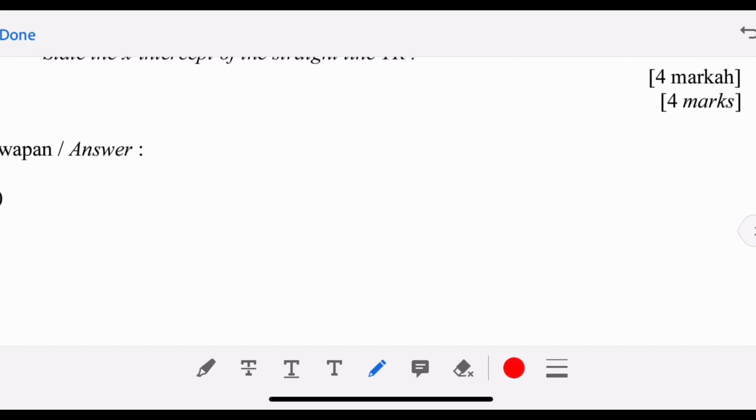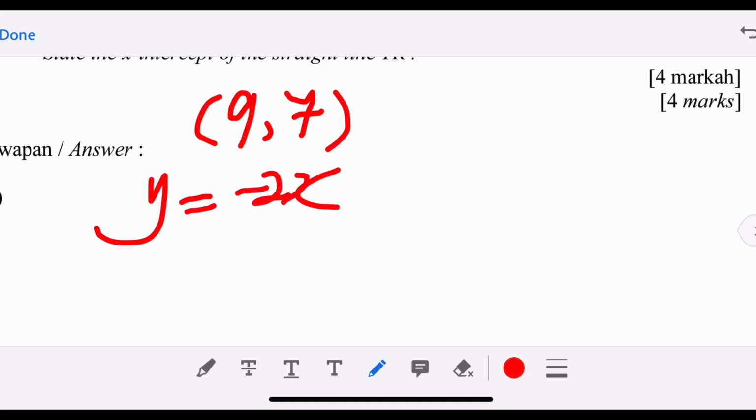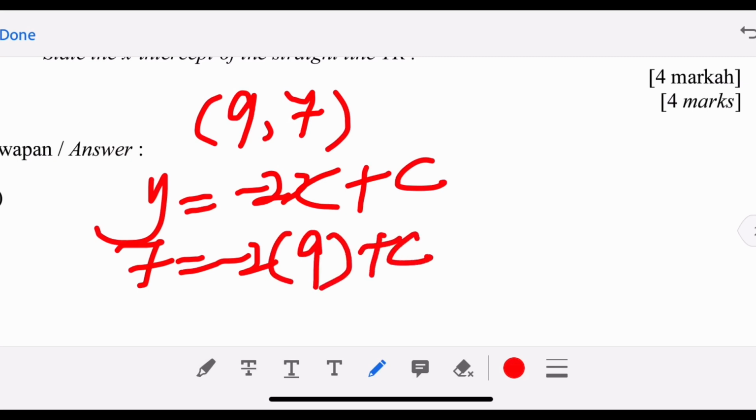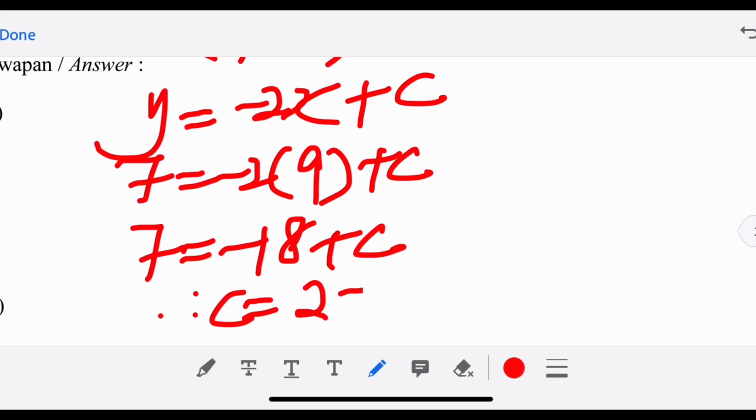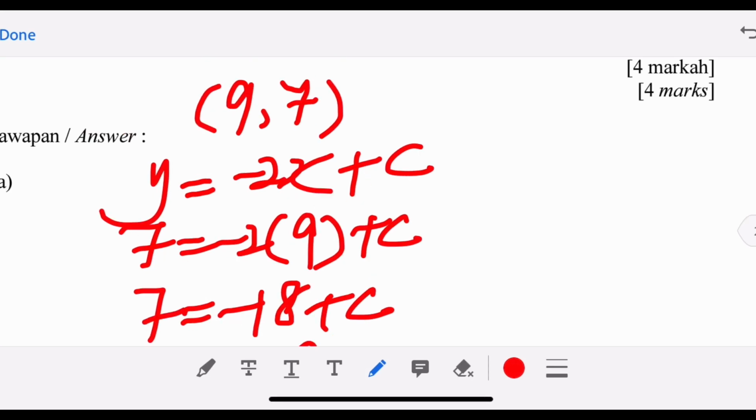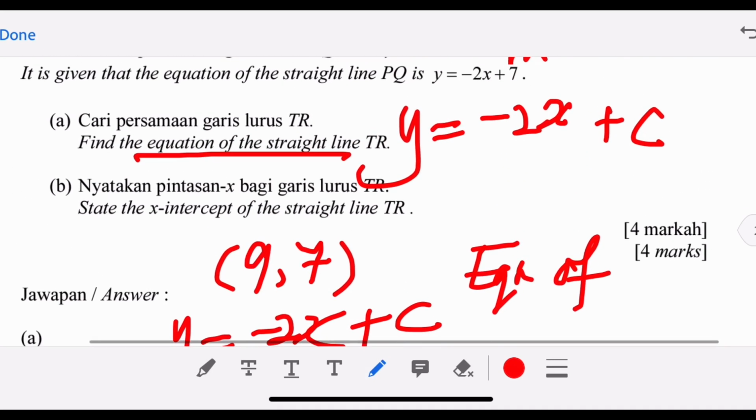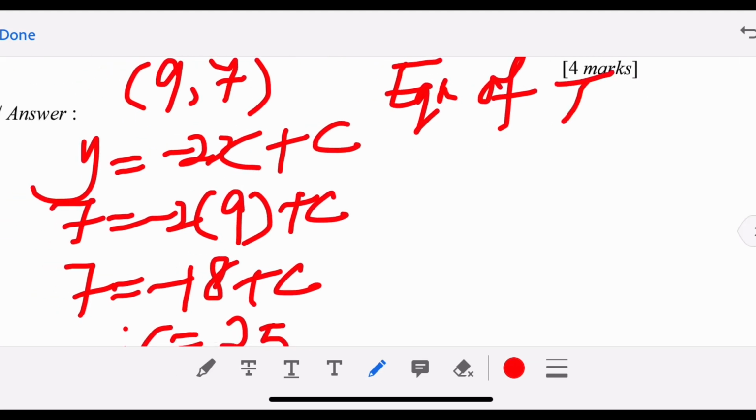So now you have to substitute (9, 7) into the equation with the gradient -2, right, to find the c, the y-intercept for the line. So y is equal to negative 2x plus c. Your y is 7 and the x you substitute with 9. Then the c can be found easily, it is 7 plus 18. So c is 25. Right, so your equation will be y equal to negative 2x plus 25. Alright, so this is concerning the straight line. Now let's see the next question.